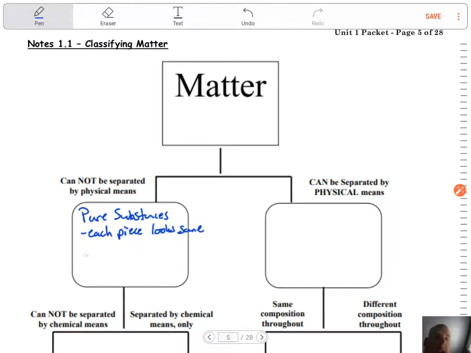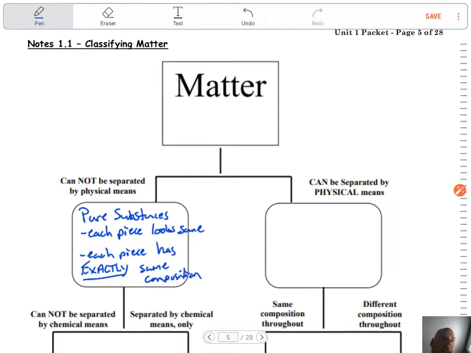All right. Each piece within that substance has exactly, and that's the key word there, the same composition. All right. Exactly the same composition.